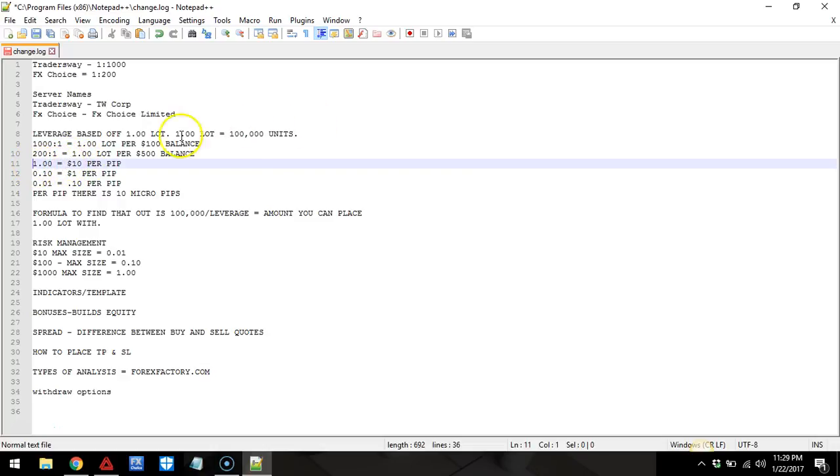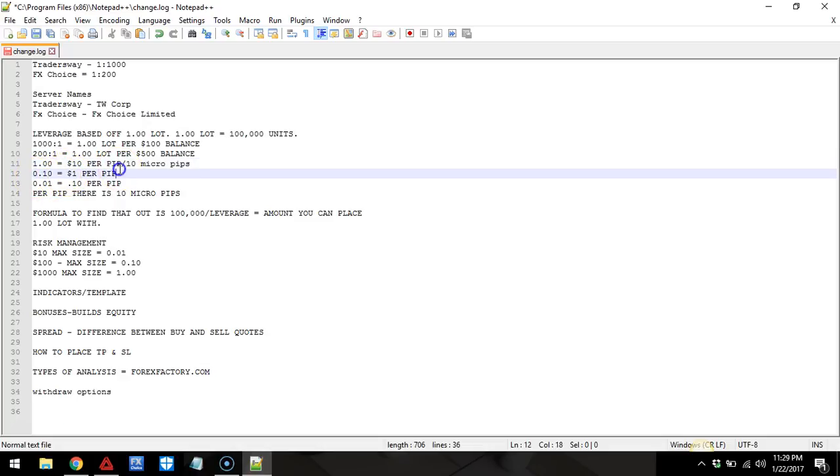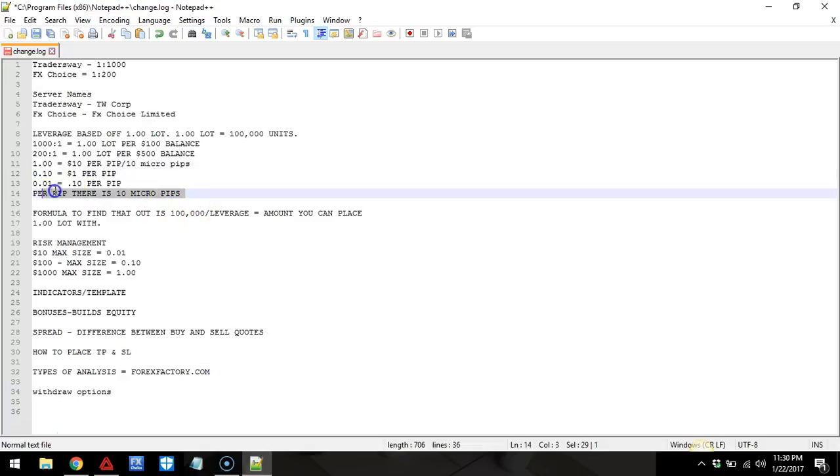One lot, 100,000 units equals $10 per pip, which is, let me just write this out, 10 micro pips. Now 0.10, which looks like 10 cents when you look at it dollar-wise, a 10-cent move equals $1 per pip, or 10 micro pips. Right here, 0.01 lots equals 10 cents per pip, or 10 cents per 10 micro pips. Now, like I said, per pip there are 10 micro pips.